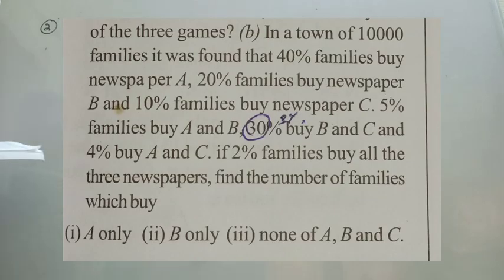Next we have another problem, my dear students. In a town of 10,000 families, it was found that 40% of families buy newspaper A, 20% buy newspaper B, 10% buy newspaper C, 5% buy A and B, 3% buy B and C, and 4% buy A and C. If 2% of families buy all the three newspapers, find the number of families which buy: number 1, A only; number 2, B only; number 3, none of A, B, C.